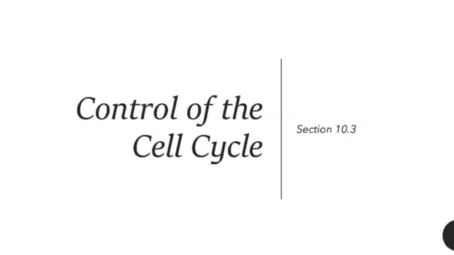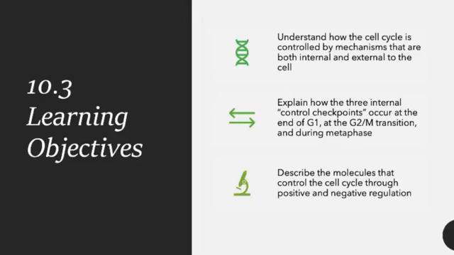So let's move into our learning objectives. We want to understand how the cell cycle is controlled by mechanisms that are both internal and external to the cell, explain how the 3 internal control checkpoints occur at the end of G1, at the G2/M transition, and during metaphase, and describe the molecules that control the cell cycle through positive and negative regulation.